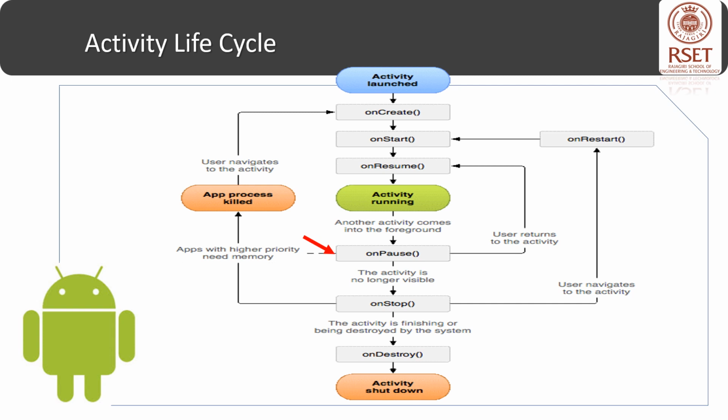Then we have the onPause method. The resume state invokes the onPause method if some interruption occurs. After the activity returns from the pause state, it moves to the resume state. This depicts a scenario where you get a phone call while watching a video.